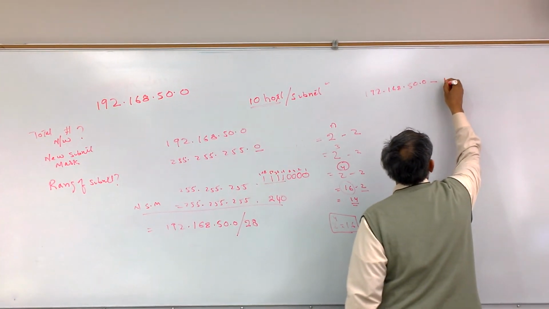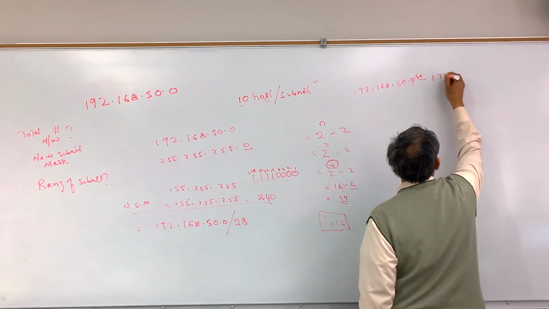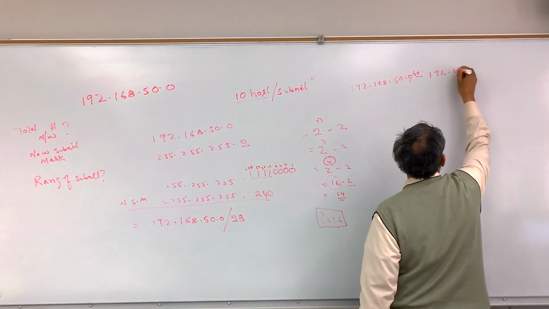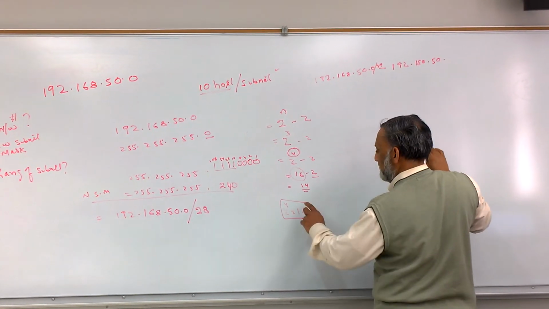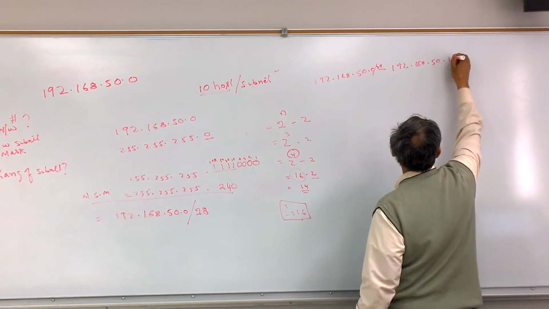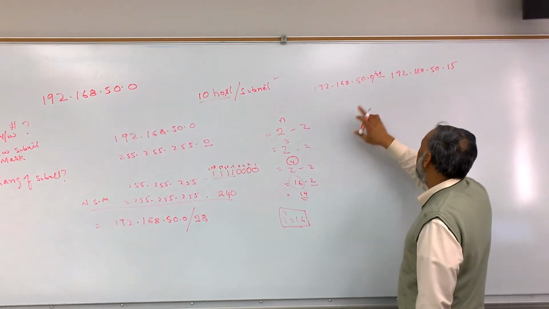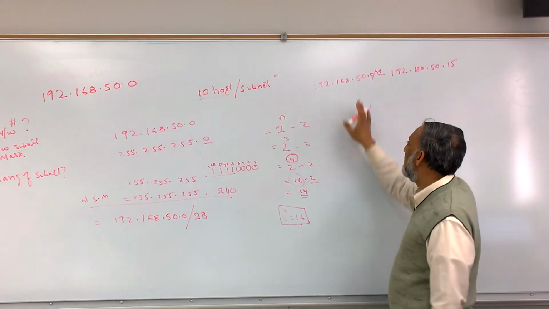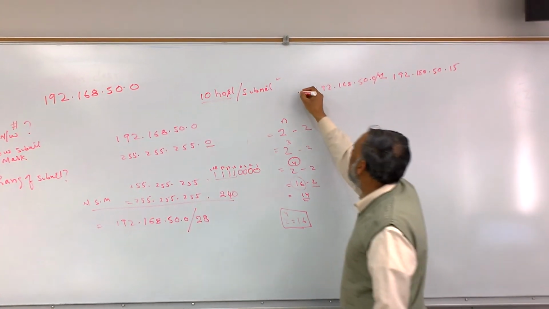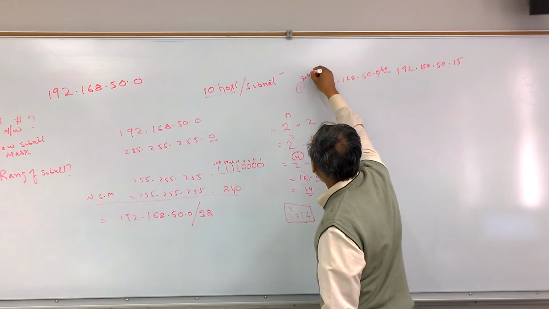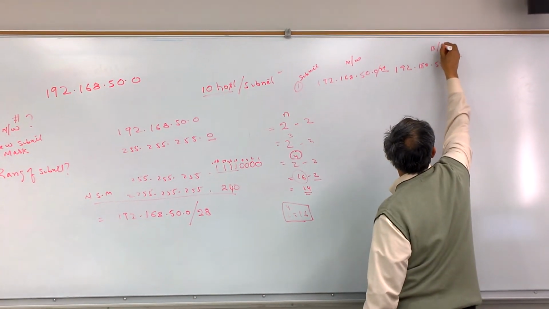192.168.50.0, which is slash 28, up to 192.168.50. Altogether 16, so my last number will be 15. Whenever you write a range, make sure to include the network address and the broadcast address. So this is my first subnet: this is my network address, and the last one is my broadcast address.